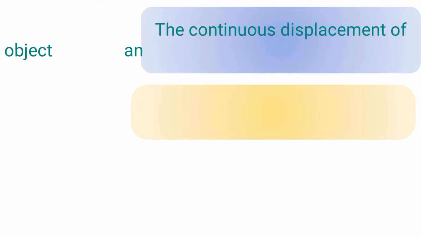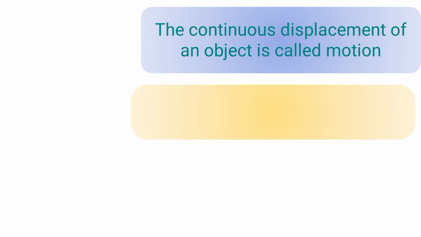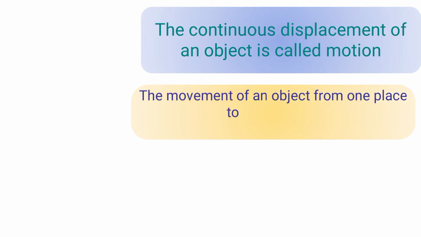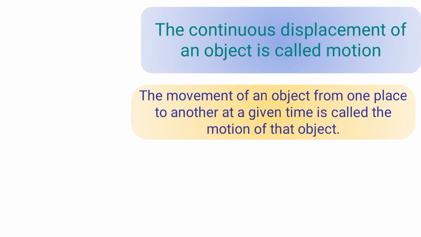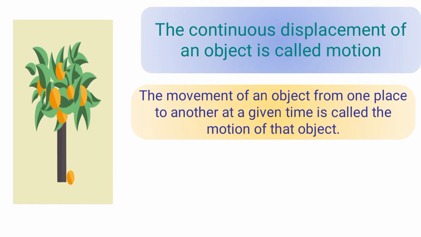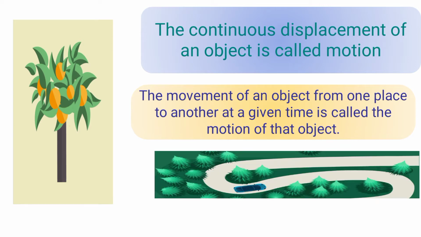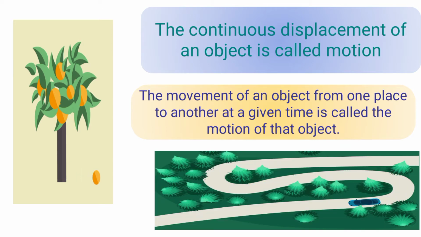Here is another definition for motion: the continuous displacement of an object is called motion. The movement of an object from one place to another at a given time is called the motion of that object. For example, a fruit falling from a tree or any vehicle moving on the road are such examples of motion. There are many examples of motion.